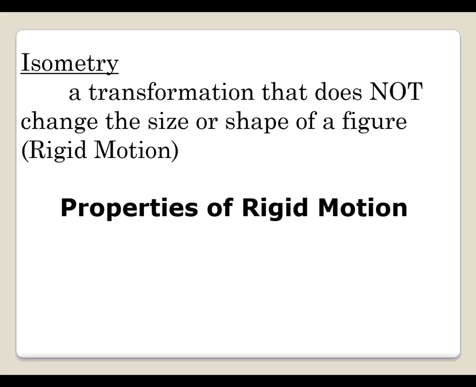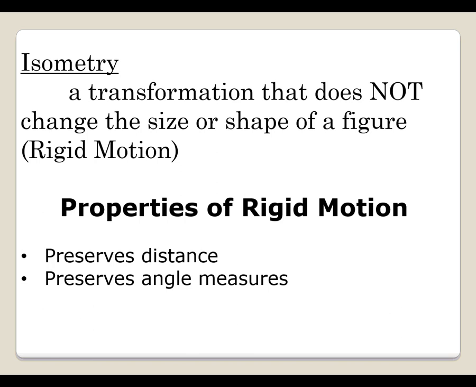So some properties of a rigid motion. Okay, it will preserve distance. So what that means is that every single point will move the same exact distance. So if you have 3 points in a shape, like if you're translating a triangle, all 3 of the vertex points, or the pointy parts, when they move, they will all move the same distance. Another thing, it will preserve angle measures. So after the object moves, if one of the angles in your triangle is like 30 degrees, after it moves, it will remain 30 degrees.